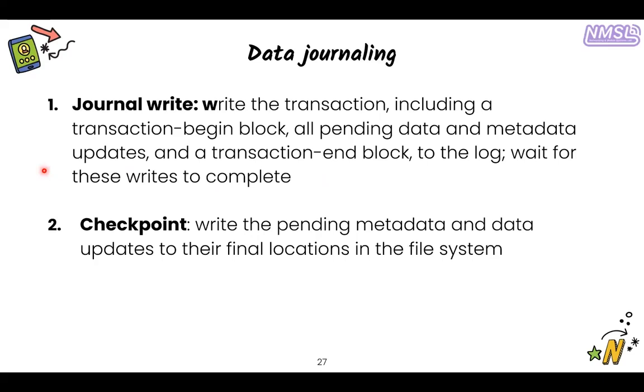Now the protocol will work like this. Step one is journal write. Write the transaction, including transaction begin, all pending data and metadata updates, and the transaction end block to the log. And you wait for these writes to complete. Then the next step is checkpoint. You write the pending metadata and data updates to their final locations in the file system. So you journal it first, then you commit.